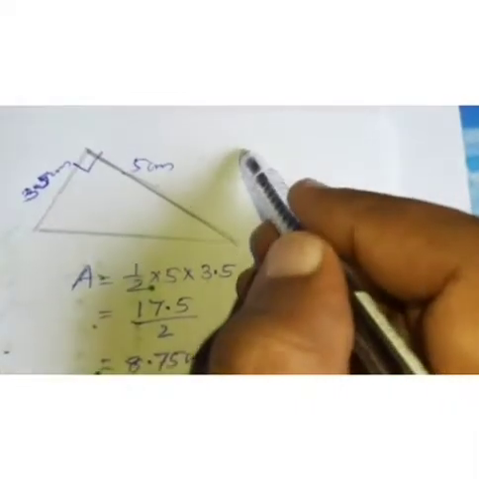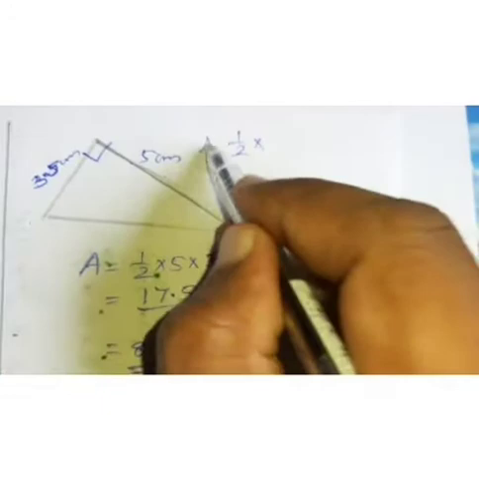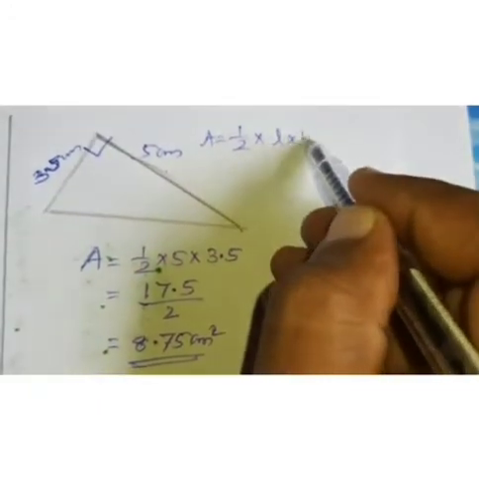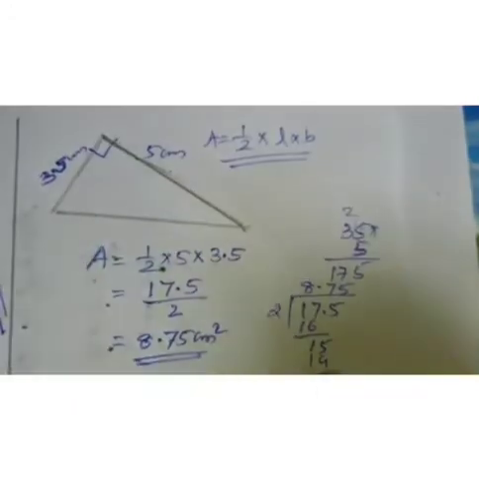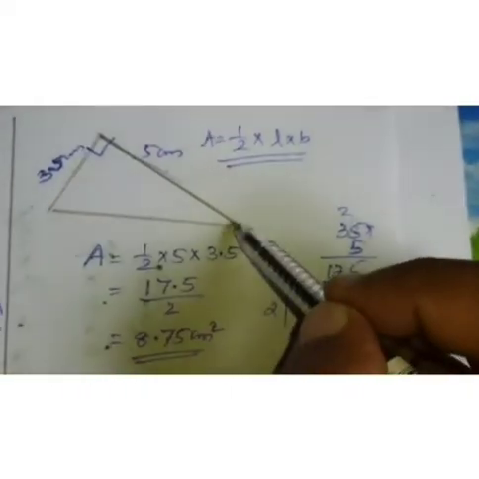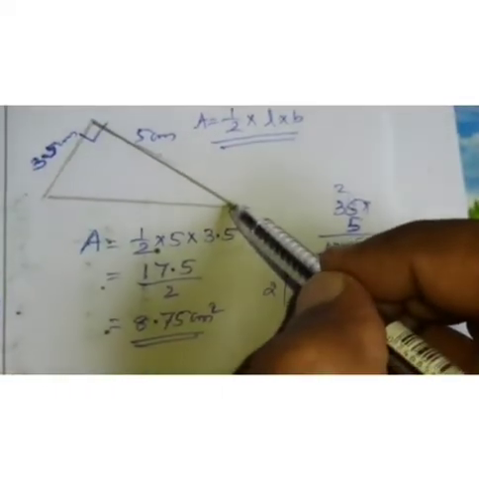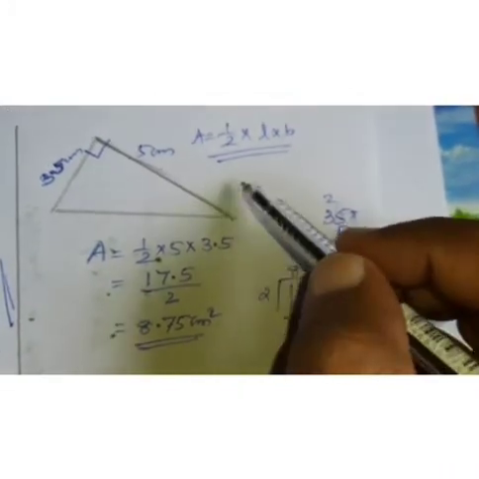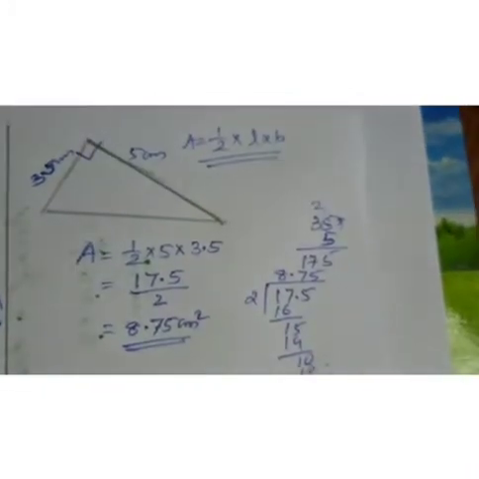So the equation is area is equal to half into L into B. If you take the double of this, you will get the area of the rectangle. So area of triangle is equal to half of the area of rectangle.